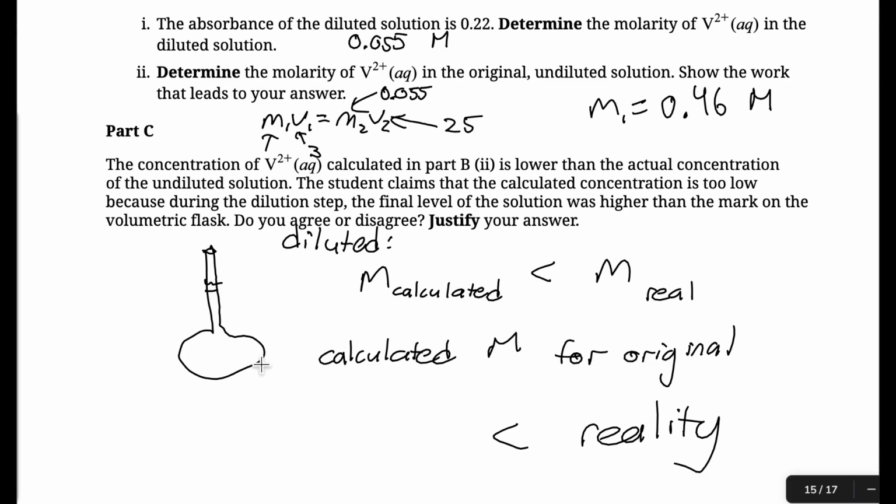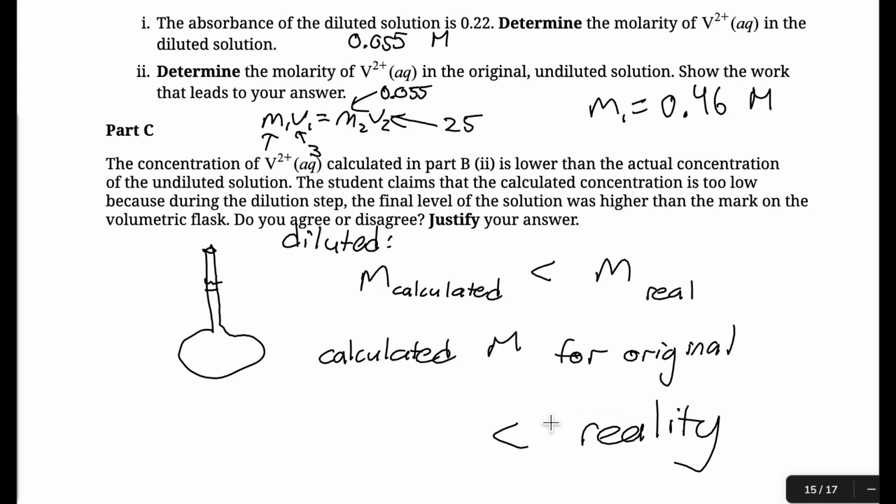Because this is more diluted than we think it is, we're going to get a molarity for the diluted solution that is smaller than it actually is. And then we use that to solve for our original molarity of the original undiluted solution. Because we use that, it is also going to be smaller than what it is in reality. So we agree with this student.